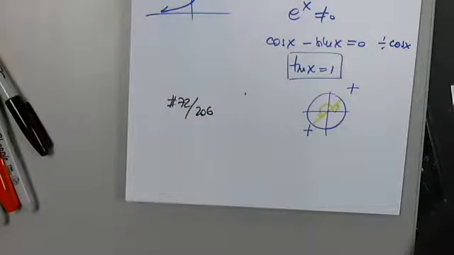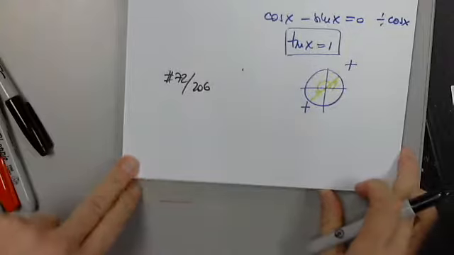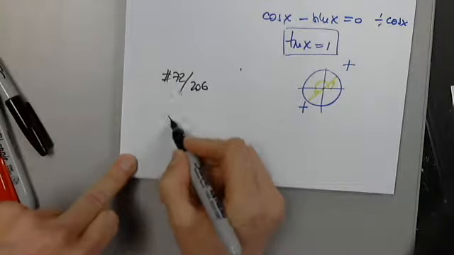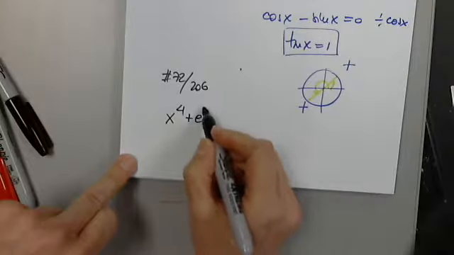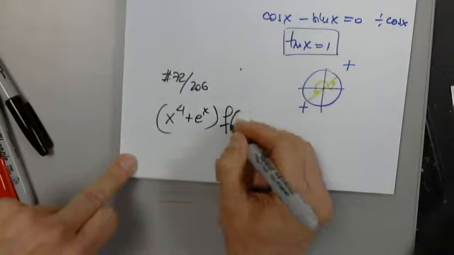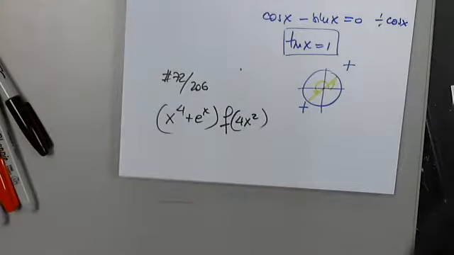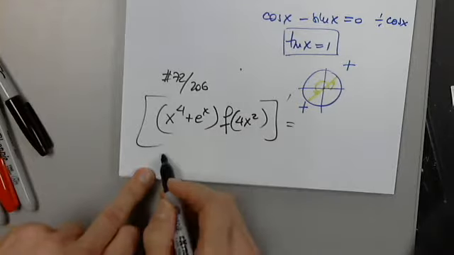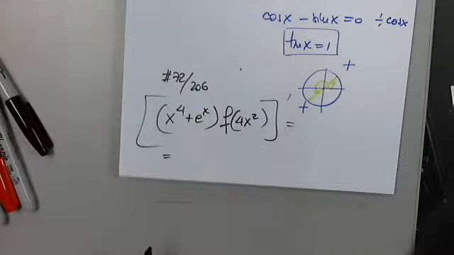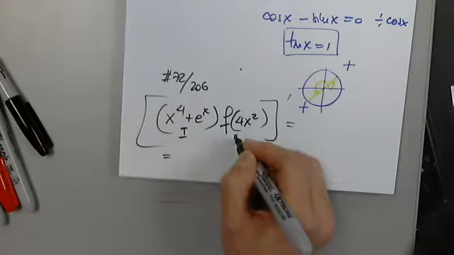72 on 206. Yeah, we had a question like that last time. So let me just give you an idea. Let's say I have x to the fourth plus e to the x multiplied by a function of 4x squared, and let's say I want to differentiate this. I have to differentiate it as a product, where this is function 1 and this is function 2, correct?